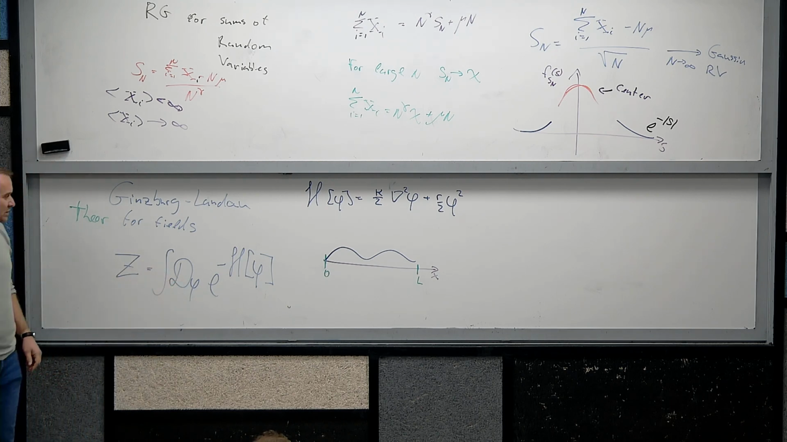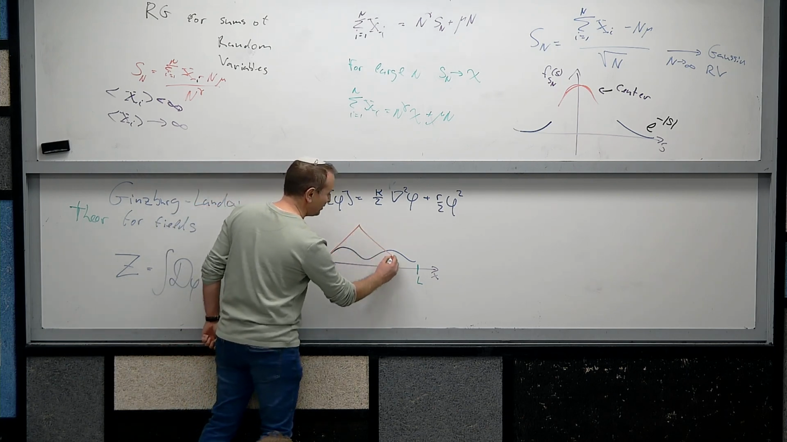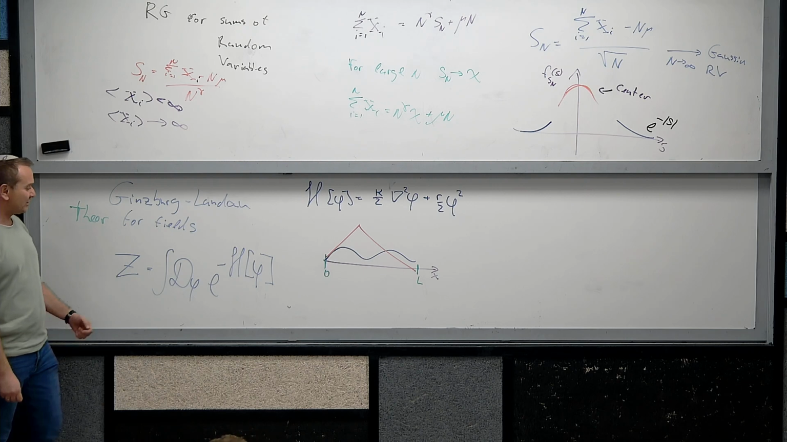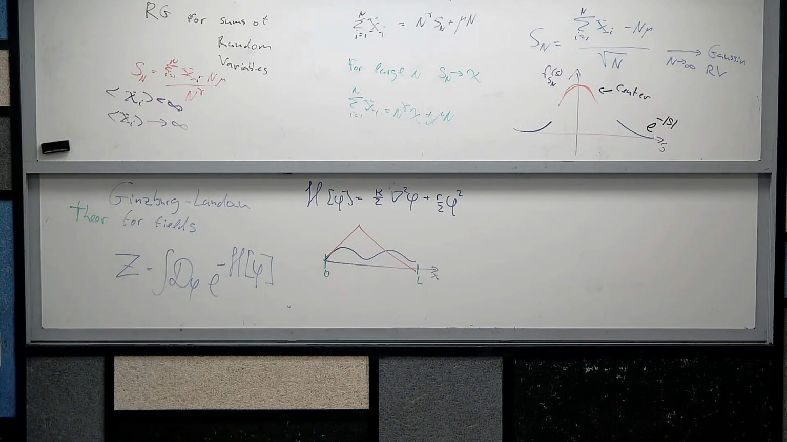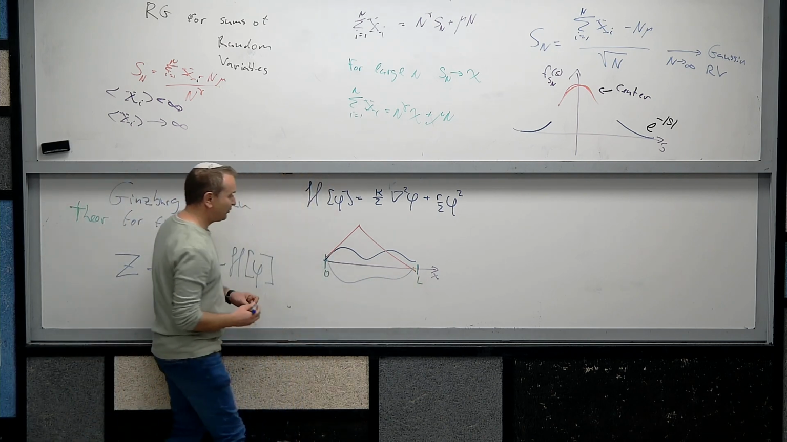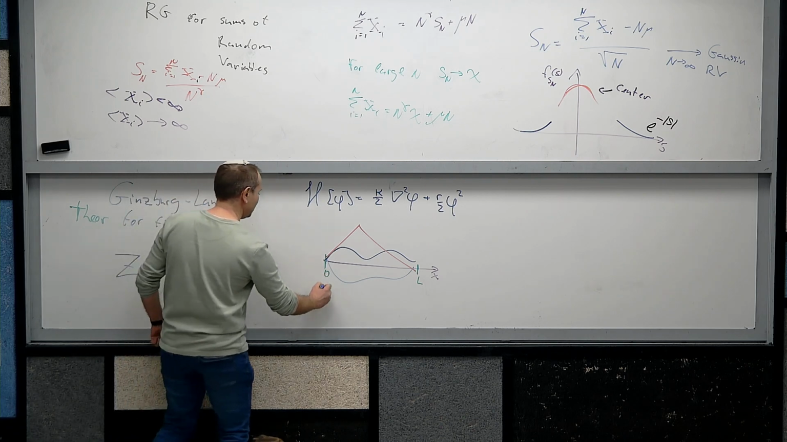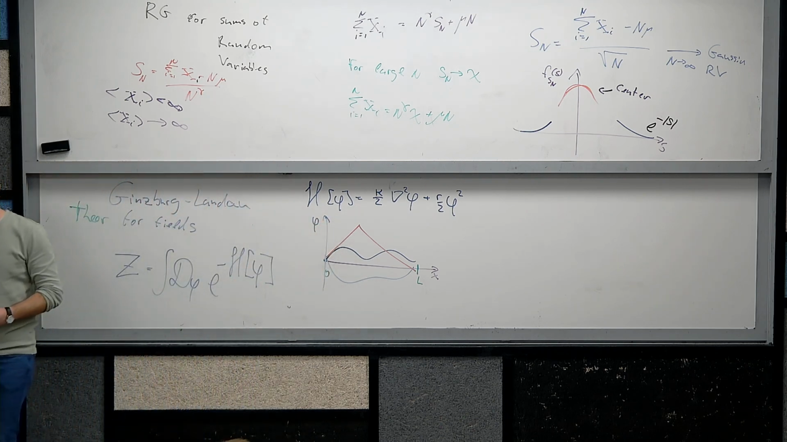Now, afterwards, you take another phi, which looks like this, for example. This produces another contribution to this integral. And eventually you have to go over all possible phis that you can imagine. So this is phi, and those are different functions that you have to consider.